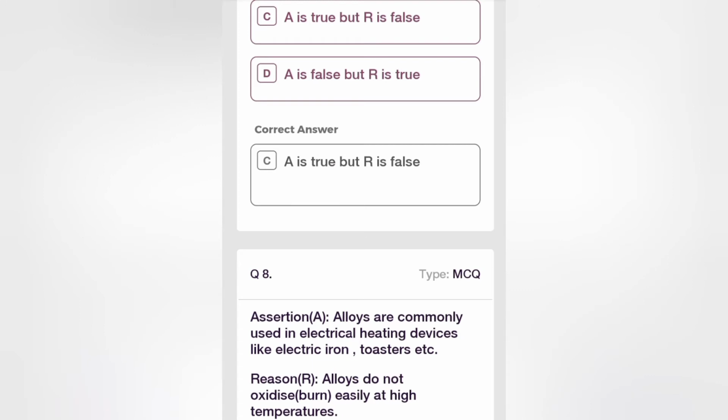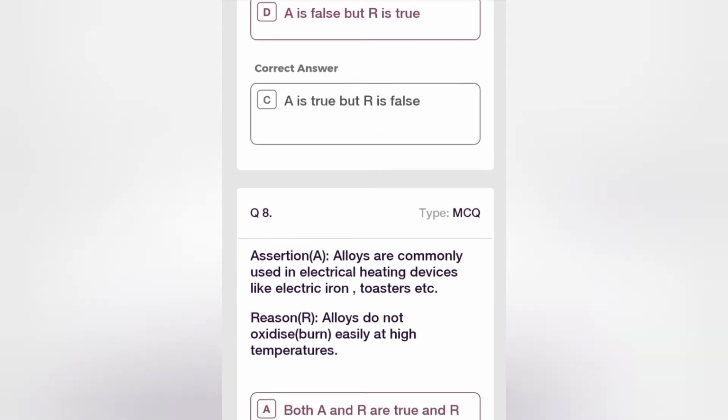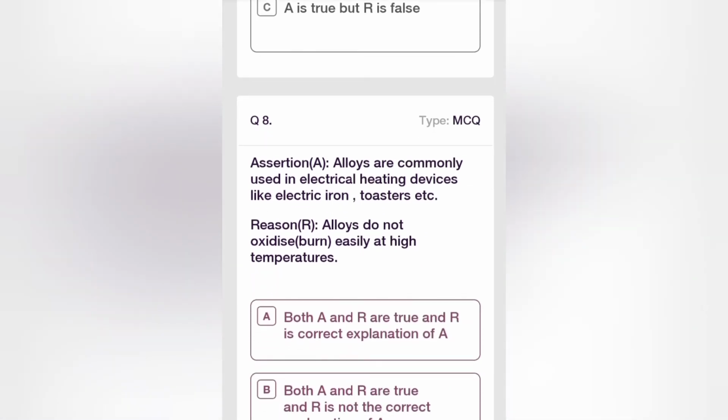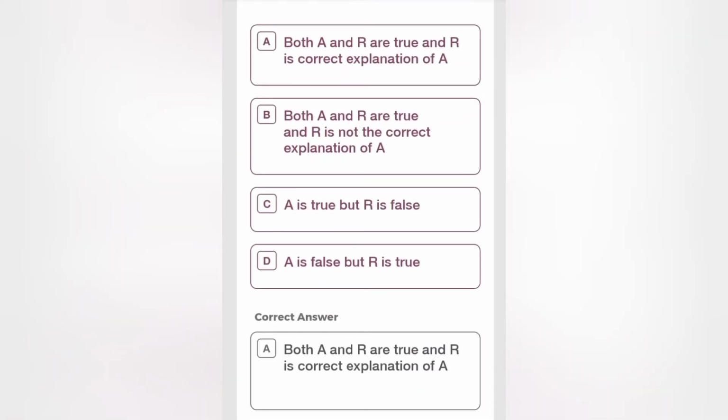Alloys are commonly used in electrical heating devices like electric iron, toasters, etc. Yes, we use alloys. That's true. Alloys do not oxidize easily at high temperature. Yes, the reason is correct. It doesn't oxidize at high temperature. It has high melting point and high resistivity. So option A is correct. Both A and R are true, and R is the correct explanation of A. Option A is the correct answer.